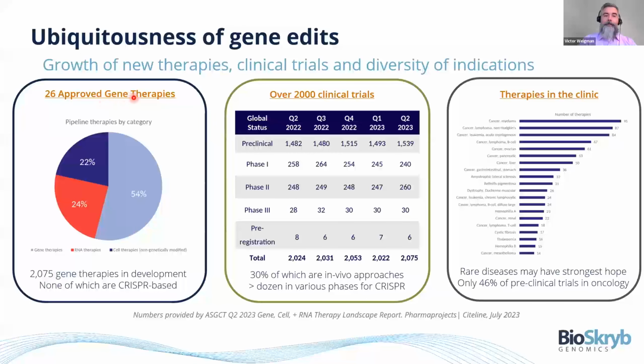Currently in the field today, there are 26 approved gene therapies. You can see here that most of those are actual gene therapies, and a lot of the others are RNA and cell-based therapies. It's important to note that while we'll be talking about CRISPR data today, none of these so far are CRISPR derived.